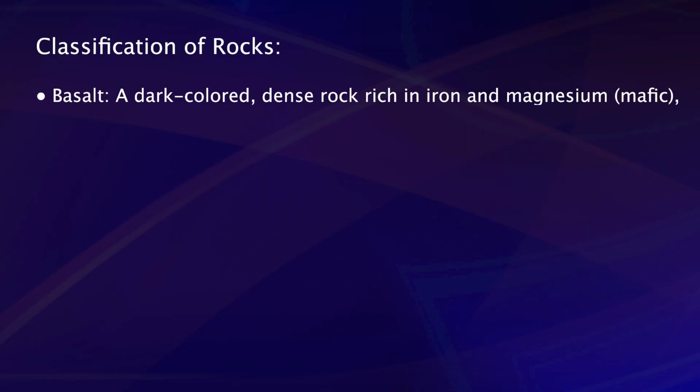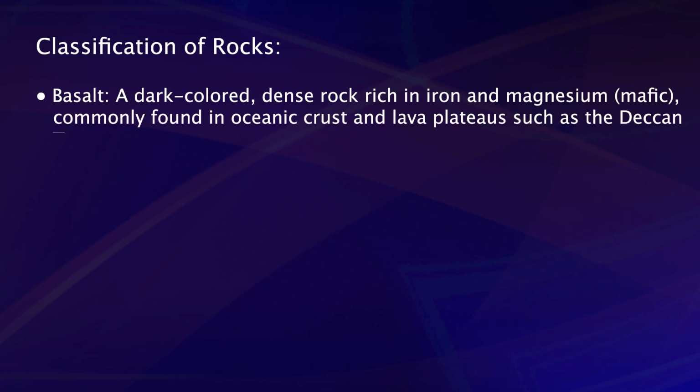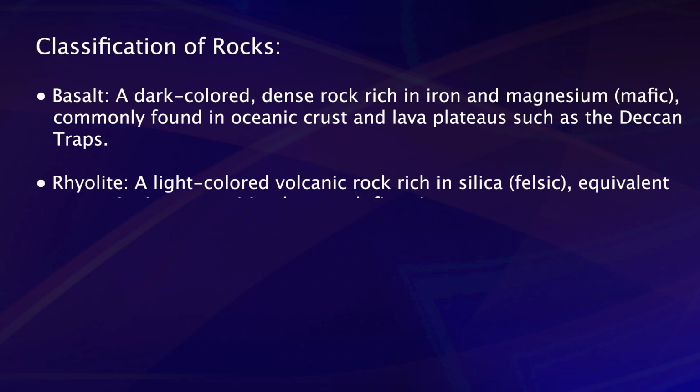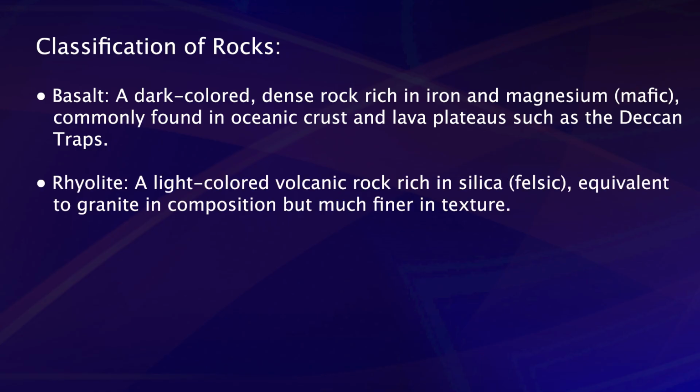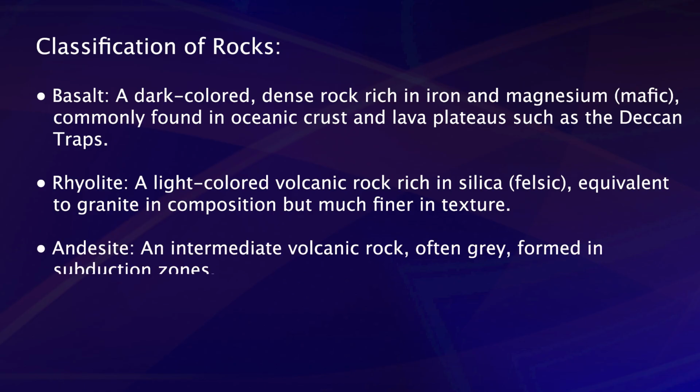The main types include basalt, a dark colored dense rock rich in iron and magnesium. It is mafic and commonly found in oceanic crust and lava plateaus such as the Deccan Traps. Rhyolite, a light colored volcanic rock rich in silica which is felsic in nature, equivalent to granite in composition but much finer in texture. Andesite, an intermediate volcanic rock, often grey, formed in subduction zones.